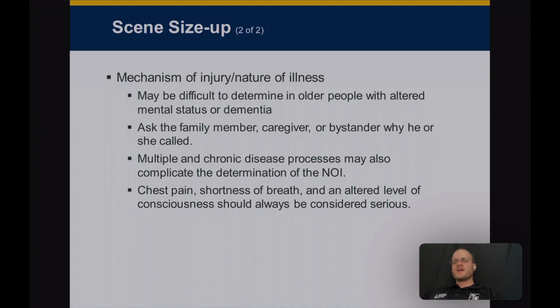And so, mechanism of injury, nature of illness. It may be difficult to determine the true cause of what's going on in older people with altered mental status or dementia. A lot of times we'll lean on the family member or the caregiver. I've even had to use the neighbor or someone like that to be the historian of what's going on. Sometimes you don't have any of that, and you just have to use the medications and whatever documentation or clues you can find around the house.